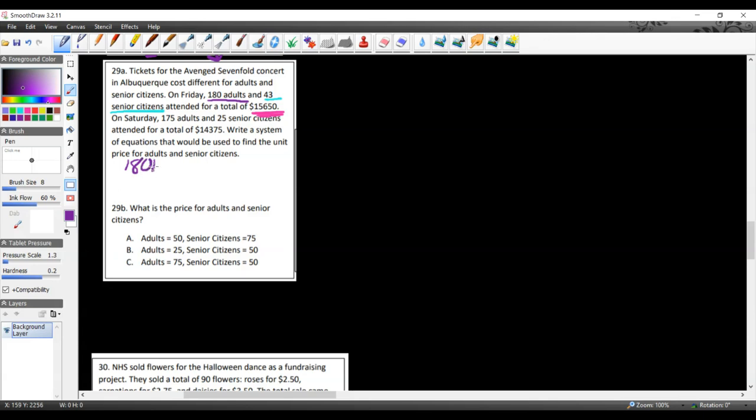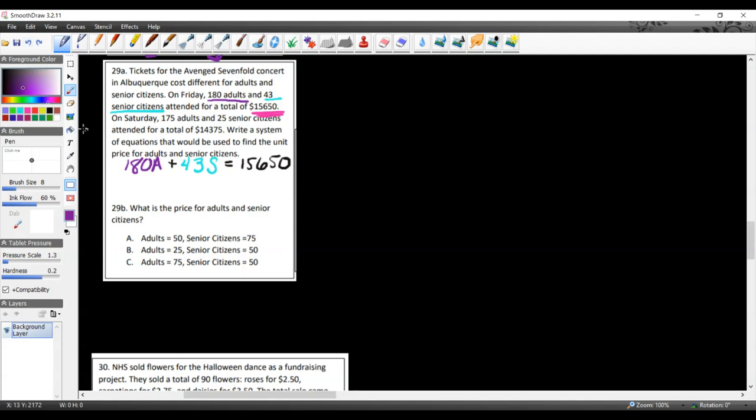So I have 180A, A for adults, plus 43 senior citizens. So 43, we'll call that S, okay? And that was equal to 15650. That's a lot of money. And then we had on Saturday 175 adults. Oh, wrong color. Let's get the other color.